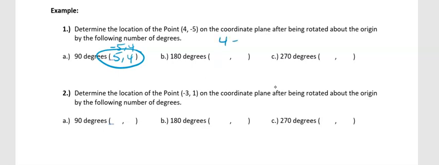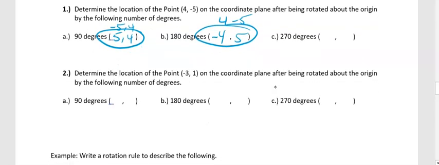For 180, the rule was leave it exactly the same, but negate both of them. So what is 4 when you negate it? What is negative 5 when you negate it? And then the last one was flip it again. So it's negative 5, 4, but negate the second one. Negative 5 stays the same, but what does 4 become? Negative 4. Does anybody have any questions about how to use a rotation around 0, 0? It's just a rule that you have to memorize.